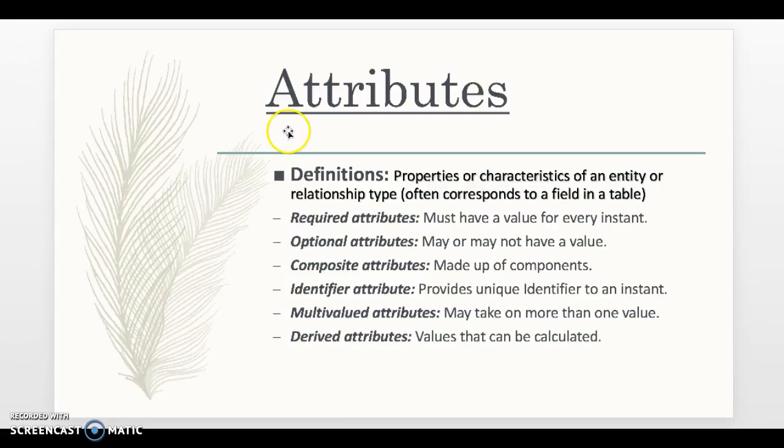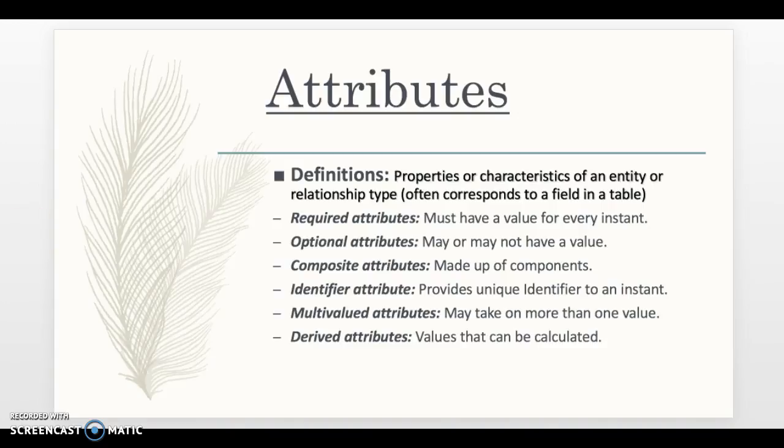So moving on to attributes. Attributes are properties or characteristics of an entity or a relationship type. Required attributes must have a value for every instance. Optional attributes may or may not have a value. Composite attributes are made up of different components. Identifier attributes provide a unique identifier to an instance. Multi-valued attributes may take one or more values. Derived attributes are values that can be calculated.